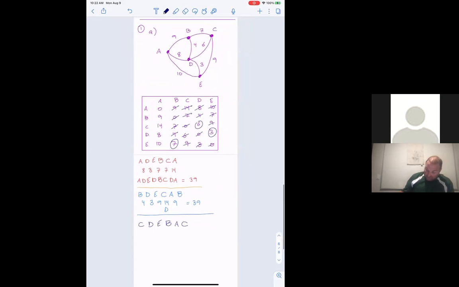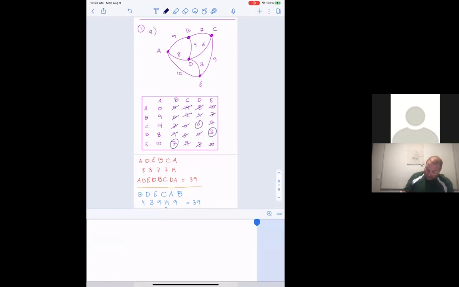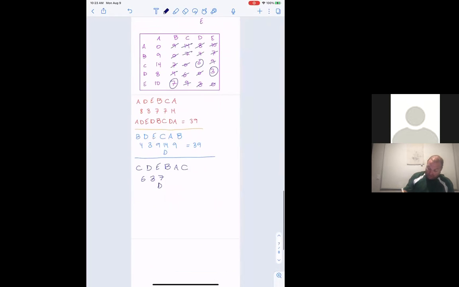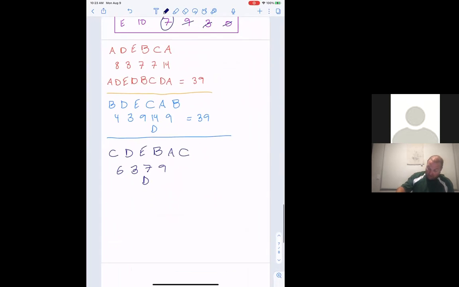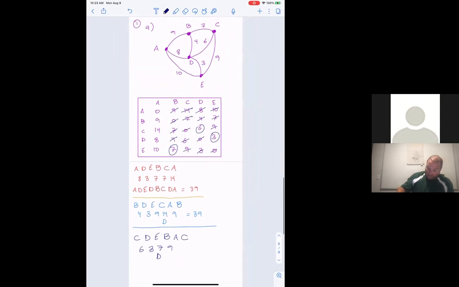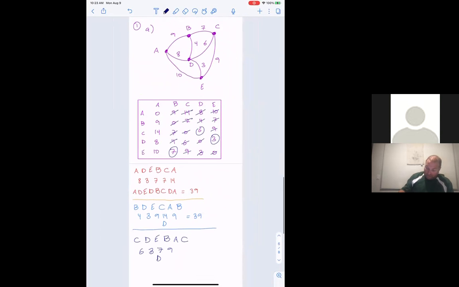So let's take a look. C to D, that's directly connected at 6. And D to E is 3. E to B, I can't do directly, but I can throw in a D, and that's E to B is 7. And then B to A is 9. And then A to C, I already know is 14, even though I have to pass through D again. So 16, 25, 39 again.